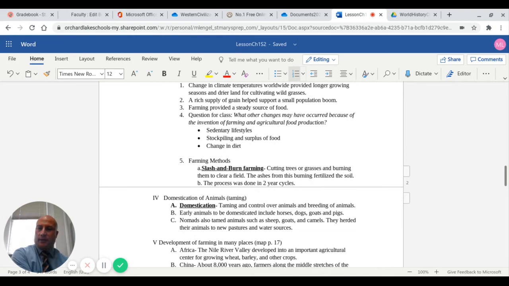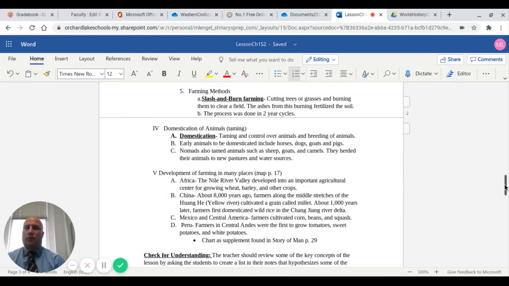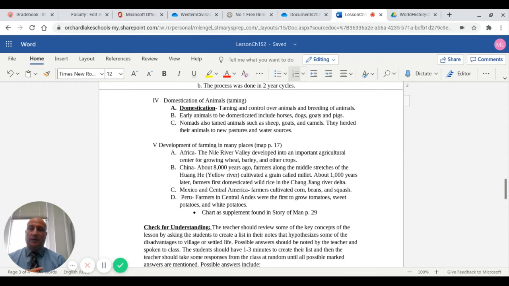So we're talking about the domestication of plants, but you also had the domestication of animals, or in other words, taming of animals. Domestication means taming and control over animals and breeding of animals for reproductive purposes. Early animals to be domesticated include species like the horse, dog, goat, and pig. Nomads also would tame animals such as sheep, goat, and camel. They generally started to herd their animals to new pastures and water sources. This is where you have your shepherds and things of that nature coming into play.